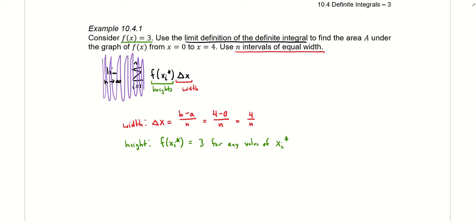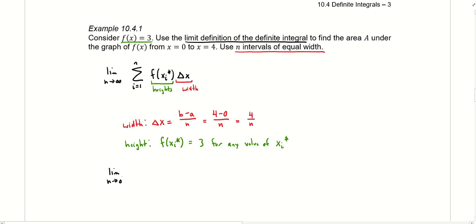All right, so now let's stop ignoring these pieces and see what we can do. So we're going to take the limit as n goes to infinity of the sum from i equals 1 to n of my heights, which we just said was 3, times the widths, which we just said was 4 over n.